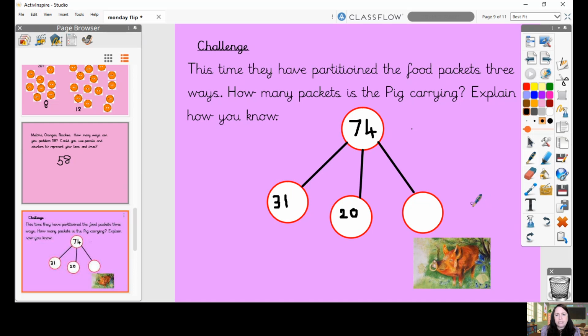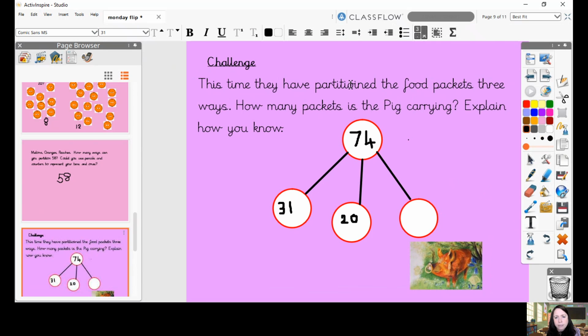This time they have partitioned the food packets 3 ways. So how many packets is the pig carrying? So here we've got 74 as our altogether number. We've got 31 here, so this must be what the owl is carrying. We've got 20 here that the pussycat is carrying, and then we've got a blank here, the pig. So what we need to do is add these 2 together and then work out how many more we need to get to 74. So that's linked to last week's maths.